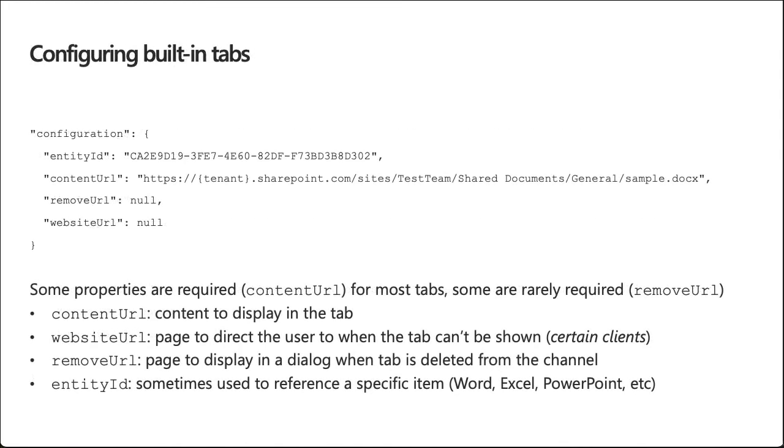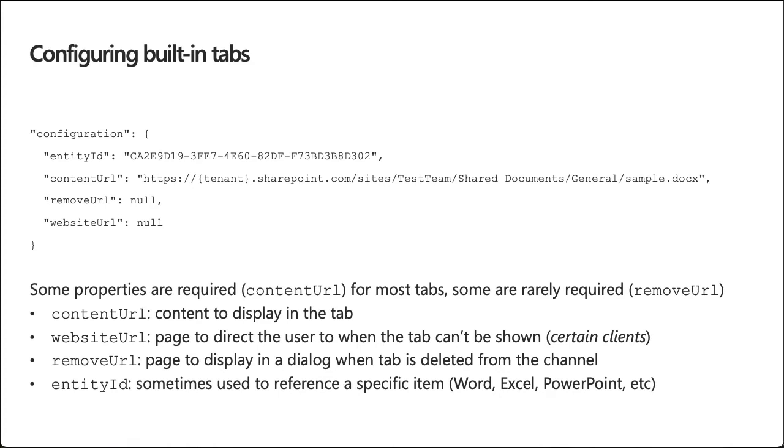So let's look at some of these built-in tabs here. Some of the properties that we're going to use are, like I said, required, and some of them may not be required or are rarely used. For example, the content URL property is used in almost every tab. But some of them are rarely used, like the remove URL. When you're working with a Word tab, the remove URL and the website URL are supposed to be set to null. Those aren't ever really used.